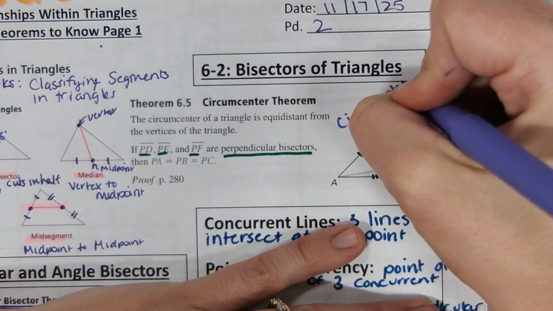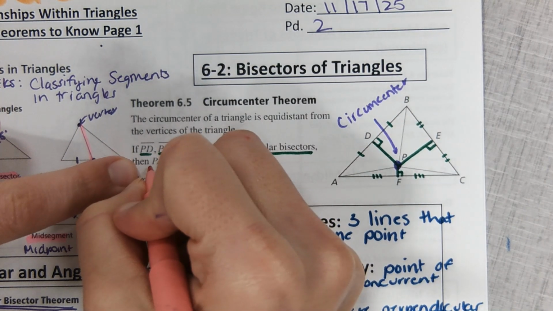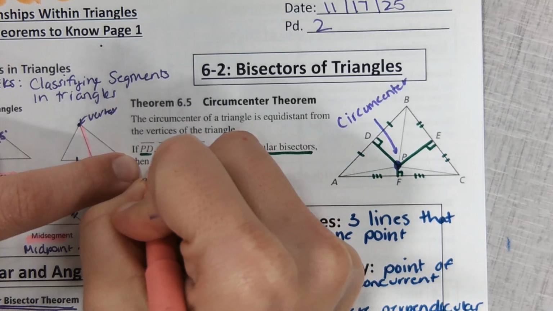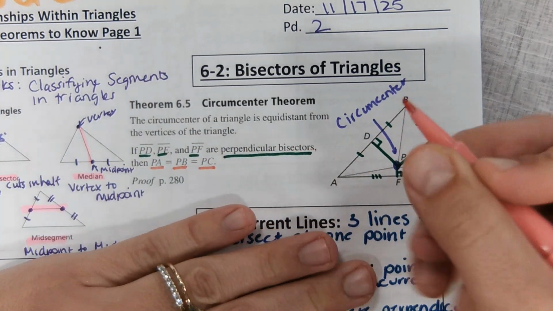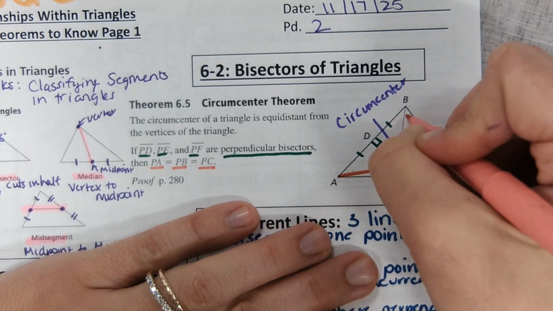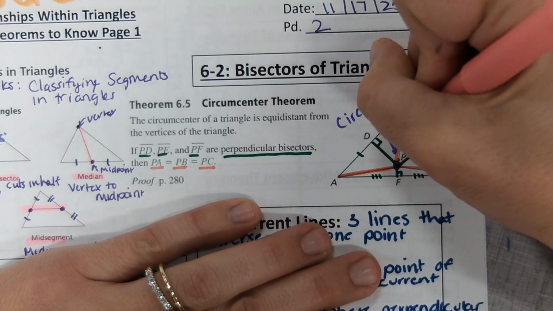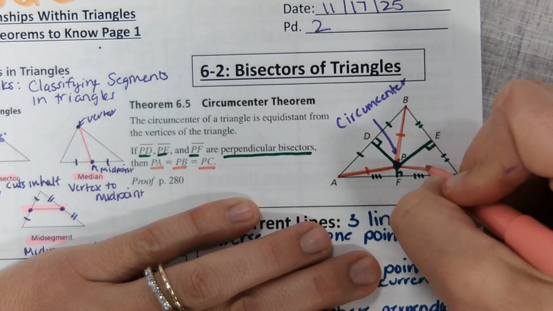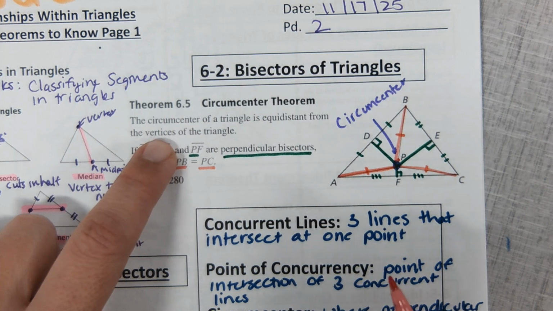Circumcenter. And then the circumcenter is equidistant to the corners, the vertices. So PA, PB, and PC right here. These lines are the same length. So all the pink ones are the same length. So circumcenter of a triangle is equidistant from the vertices of the triangle.